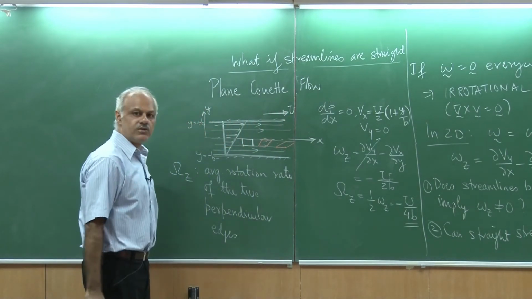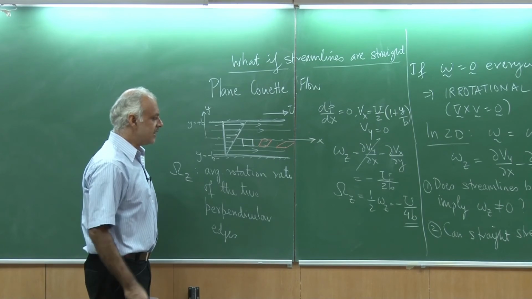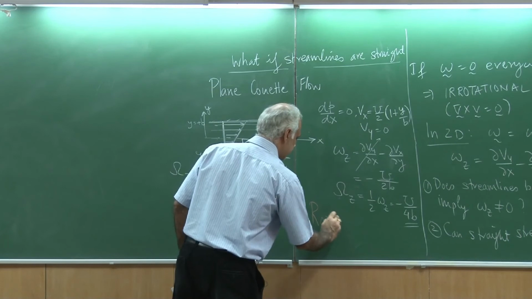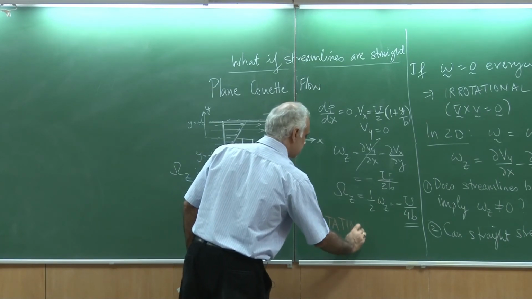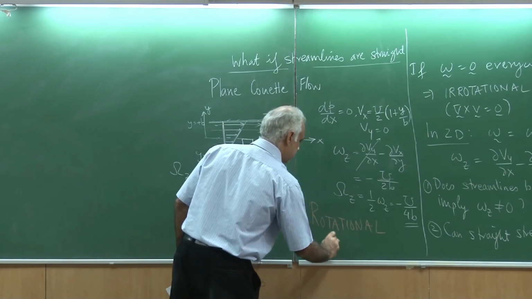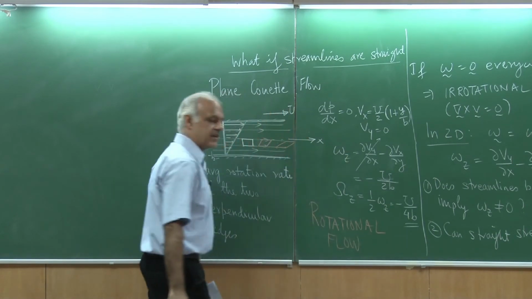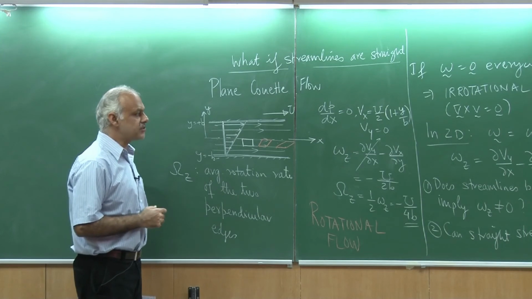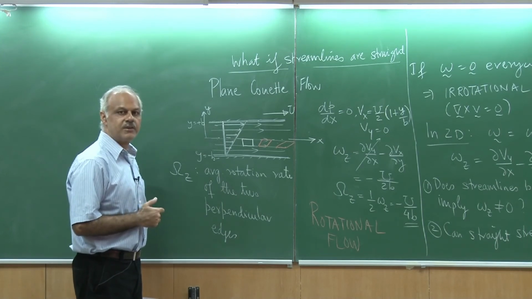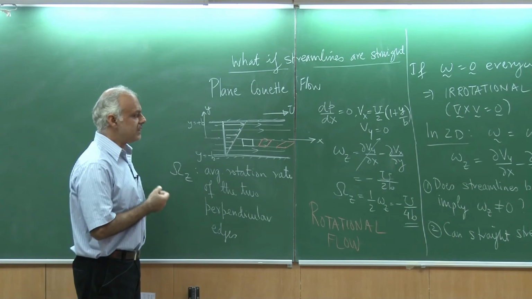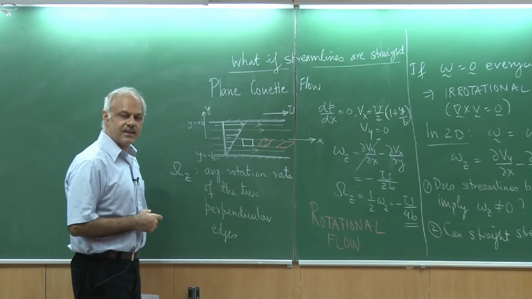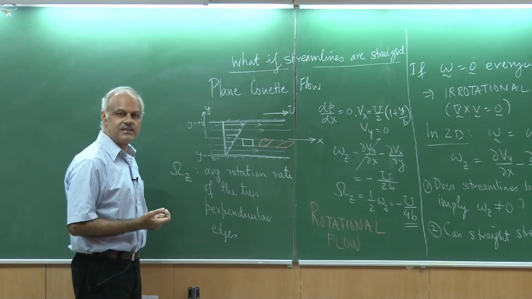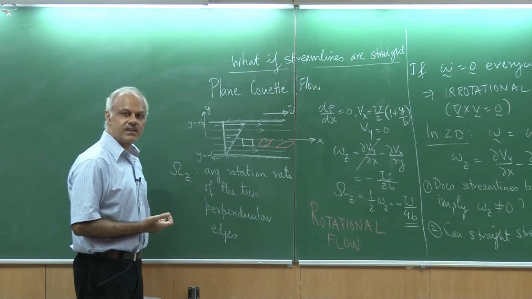So, is the flow rotational or irrotational? The answer is, of course, this is a rotational flow. Therefore, rotationality has not much to do with the direction of streamlines. I have shown you an example that I could have straight streamlines and still have a rotational flow, and I could have circular streamlines and still have an irrotational flow.